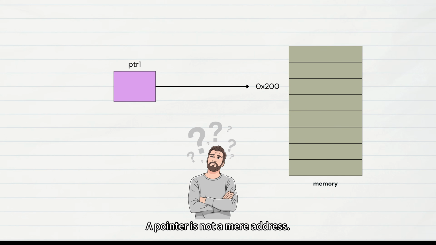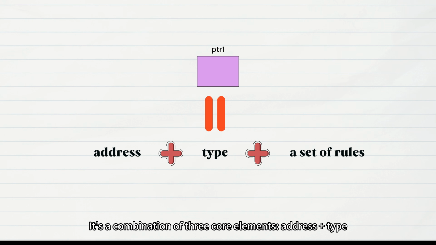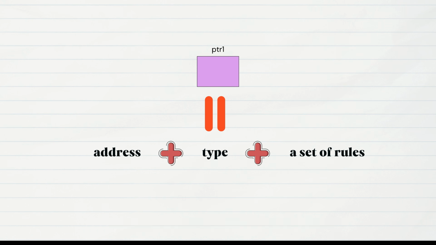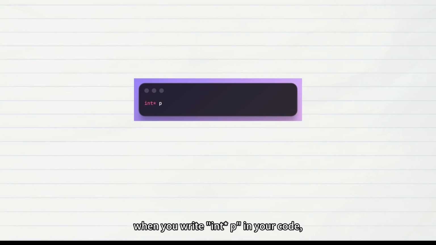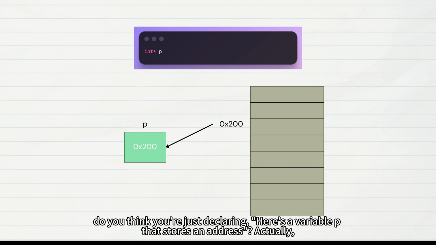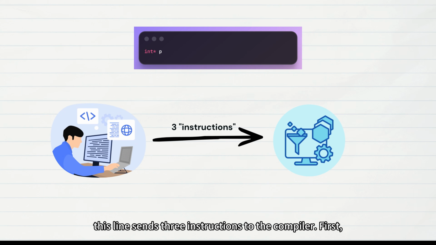A pointer is not a mere address. It's a combination of three core elements: address plus type plus a set of rules. None of these can be missing. Take the most basic example. When you write int *p, in your code, do you think you're just declaring a variable p that stores an address? Actually, this line sends three instructions to the compiler.